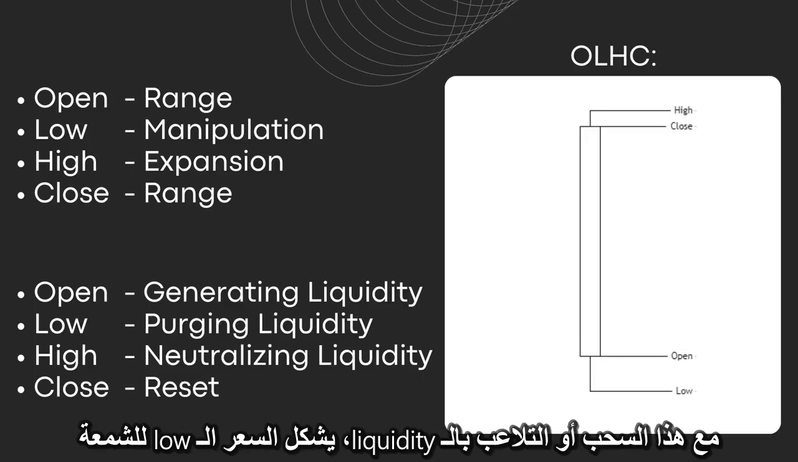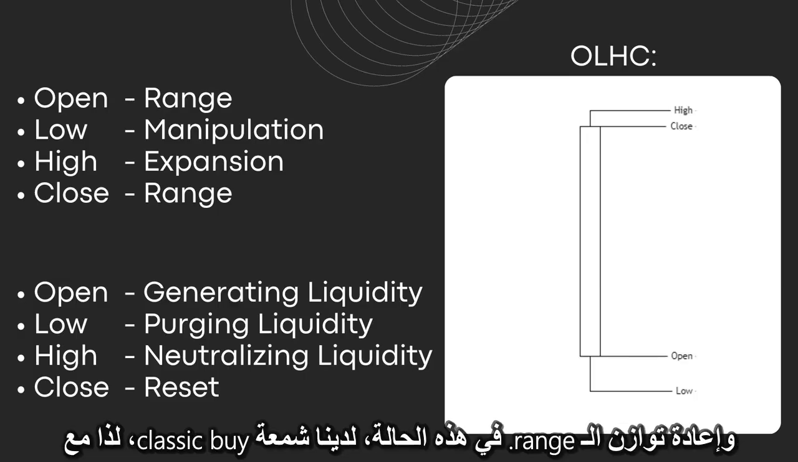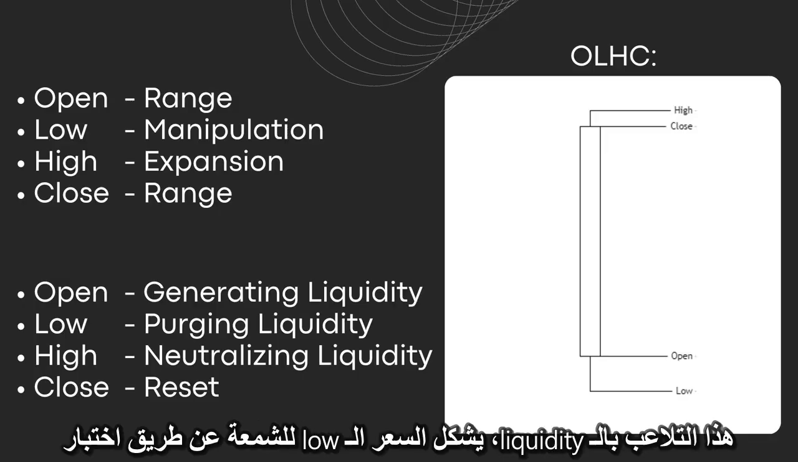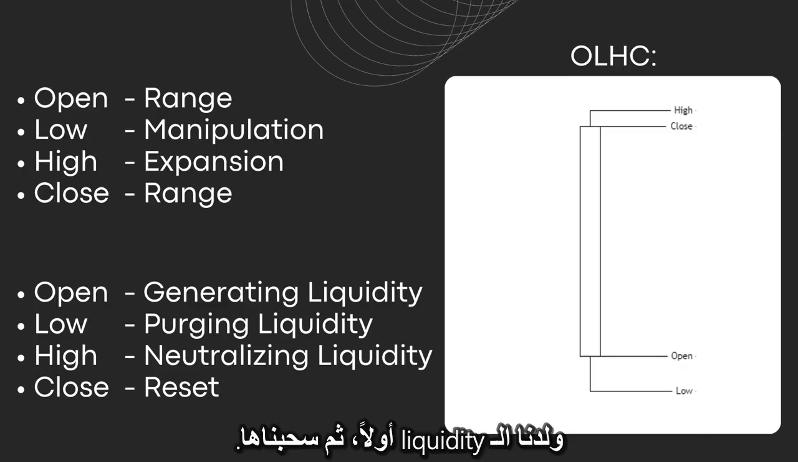With this purging or manipulation of liquidity, price forms the low of the candle or the high of the candle by testing the higher time frame key level and rebalancing the range. In this case, we've got a classic buy candle. So with this manipulation of liquidity, price forms the low of the candle by testing the higher time frame key level, which is below us, right? But now you can see that we've generated liquidity. First of all, we generated liquidity and now we've purged it, right?